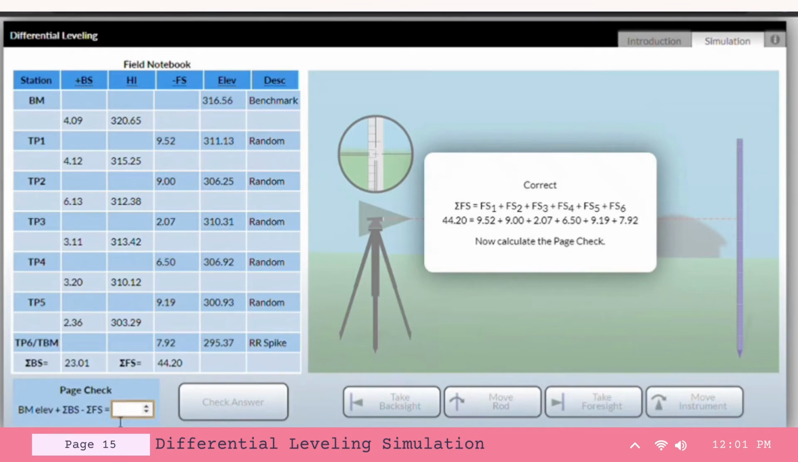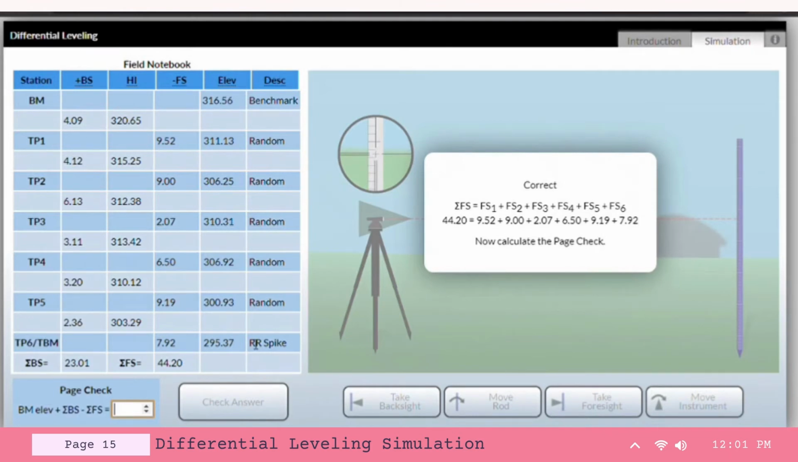Now for the arithmetic check, the BM elevation plus the summation of backsight readings minus the summation of the foresight readings should be equivalent to the TBM or the temporary benchmark. So our last station or our last point is 295.37 in elevation. Let's try calculating: our BM elevation, 316.56, plus the summation of the backsight readings, 23.01, minus the summation of foresight readings, 44.20. So 295.37, similar to the TBM.